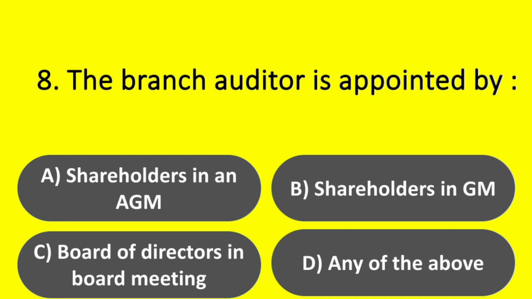The branch auditor is appointed by: Option A, shareholders in an AGM. Option B, shareholders in GM. Option C, board of directors in board meeting. Option D, any of the above. Answer: Option B, shareholders in GM.